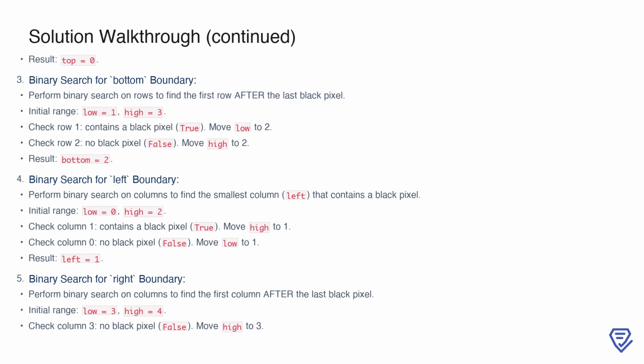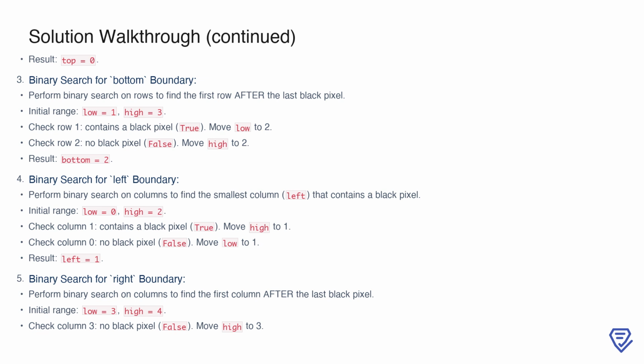With the vertical boundaries set, we now shift to finding the horizontal boundaries. For the left boundary, we perform a binary search on the columns to find the smallest column containing a black pixel. The initial range is low equals 0 and high equals 2. Checking column 1, we find black pixels, so we move high to 1. Column 0 has no black pixels, so we move low to 1, resulting in left equals 1.